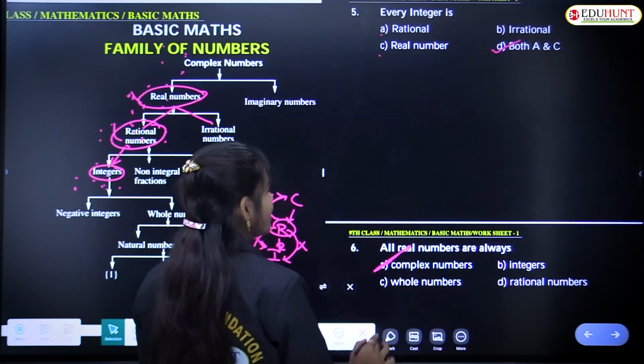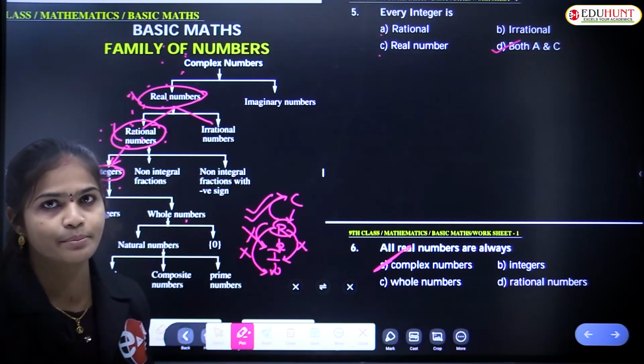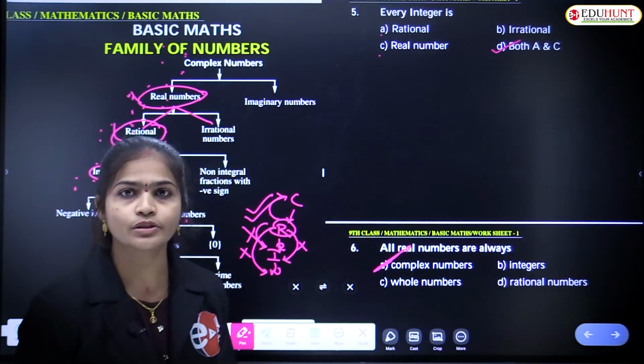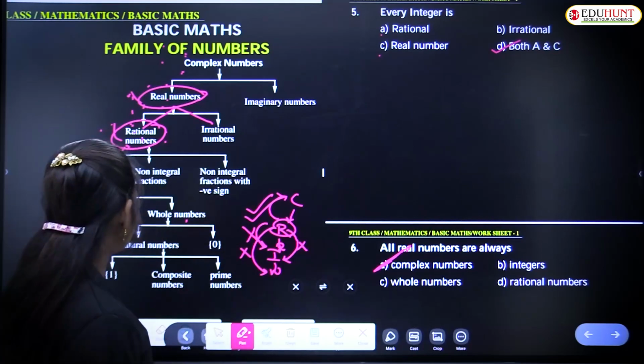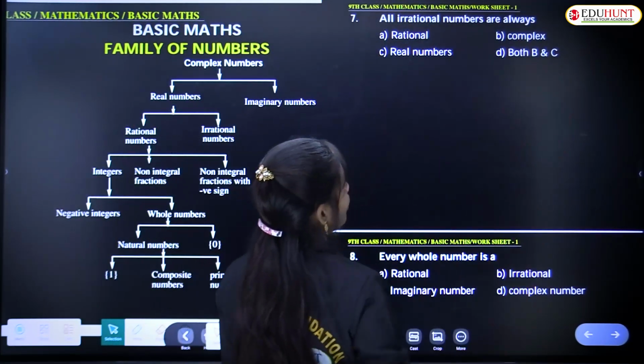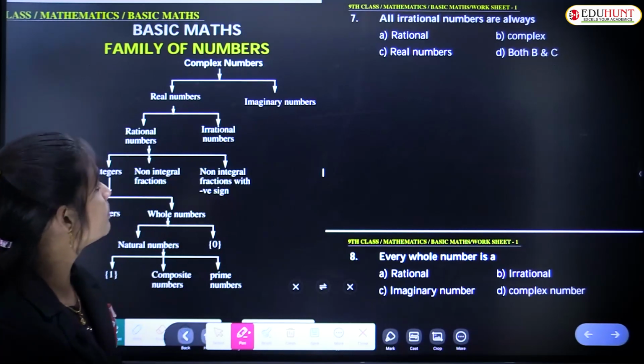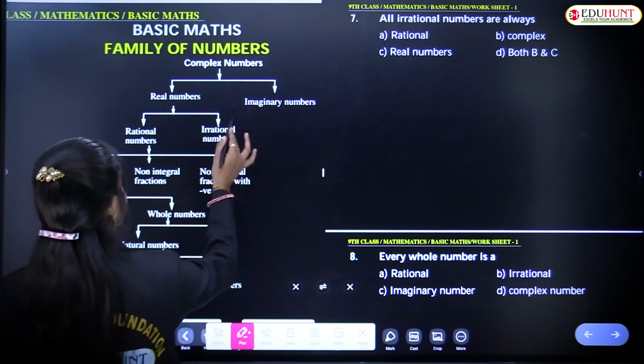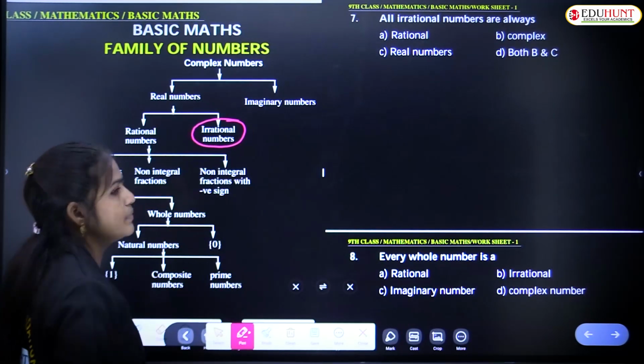Yes, all the real numbers are always complex numbers. Is it clear to you? Yes, let us see the next question. See here, seventh question. All irrational numbers are always, again we have to say top and bottom. Okay, all irrational numbers. So all the irrational numbers.